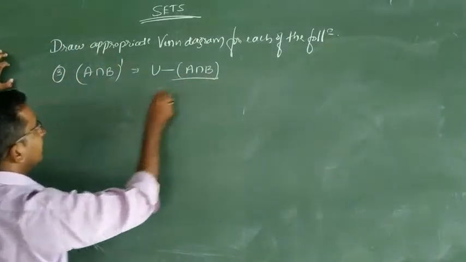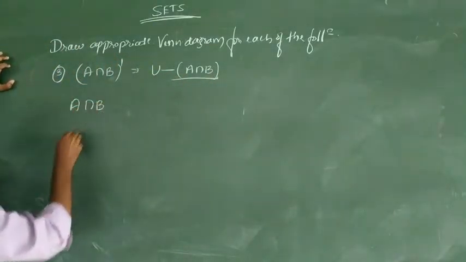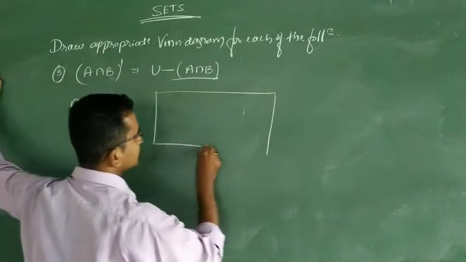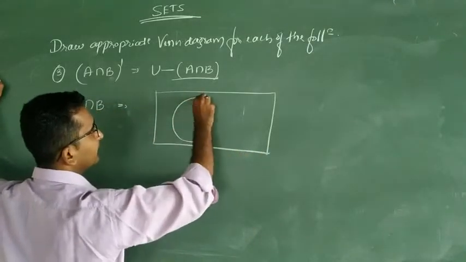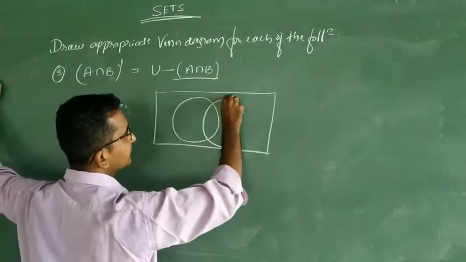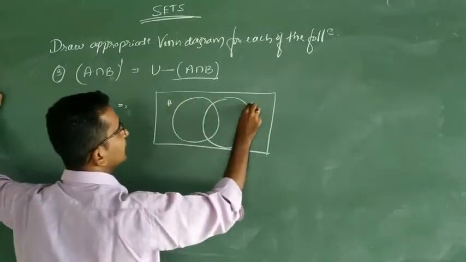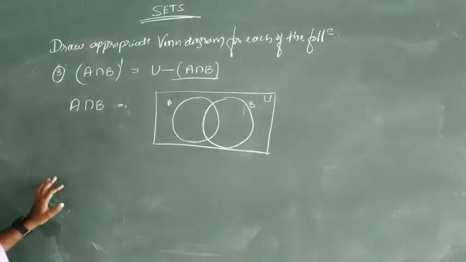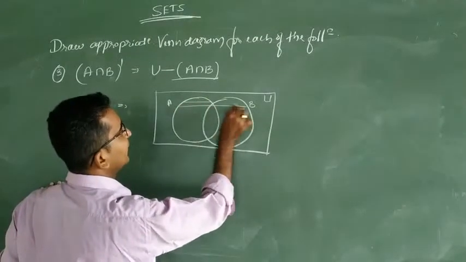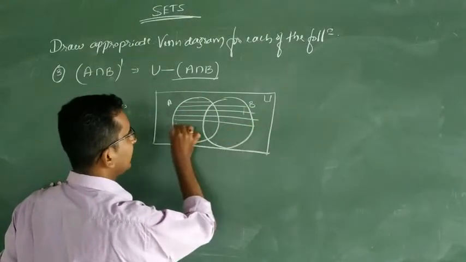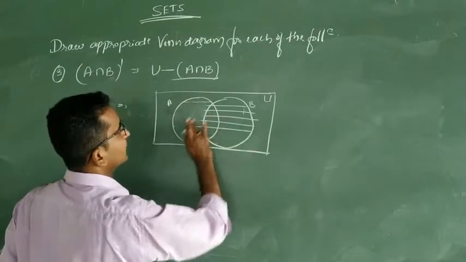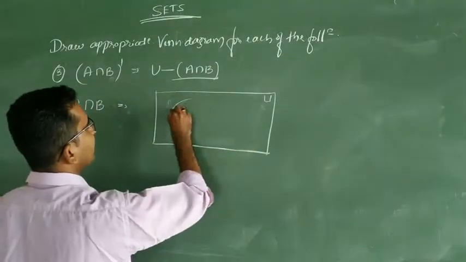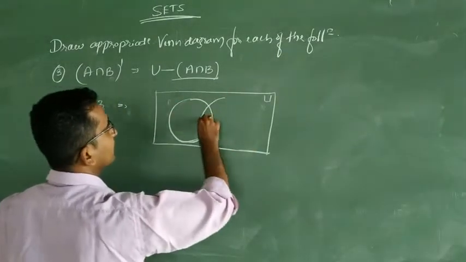First we should take the A intersection B diagram. This is set A, this is set B, and this is the universal set. The elements which are present in A and in B, so common elements in A and B. Sorry, the elements which are present in A and B means common elements. This is the common elements.